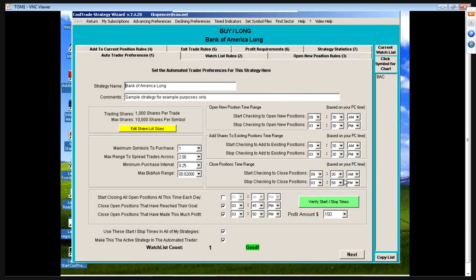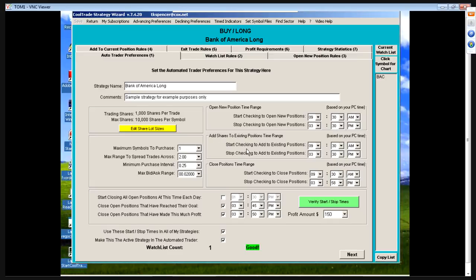Then over to the right here, we have our times. So depending on what time zone you're in, you're going to want to make sure that your times match up with the market hours if you're trading here in the U.S. So if you're on the East Coast, you're going to want to start trading at 9:30 a.m. and you're going to stop trading at 3:58 p.m. So this first column here, I'll just go over each one of them real quick. We've got our open position time range from 9:30 to 3:30 p.m. So what that means is the market didn't close at 3:30, but it means that we're not going to open up any more positions the last half an hour of the day.